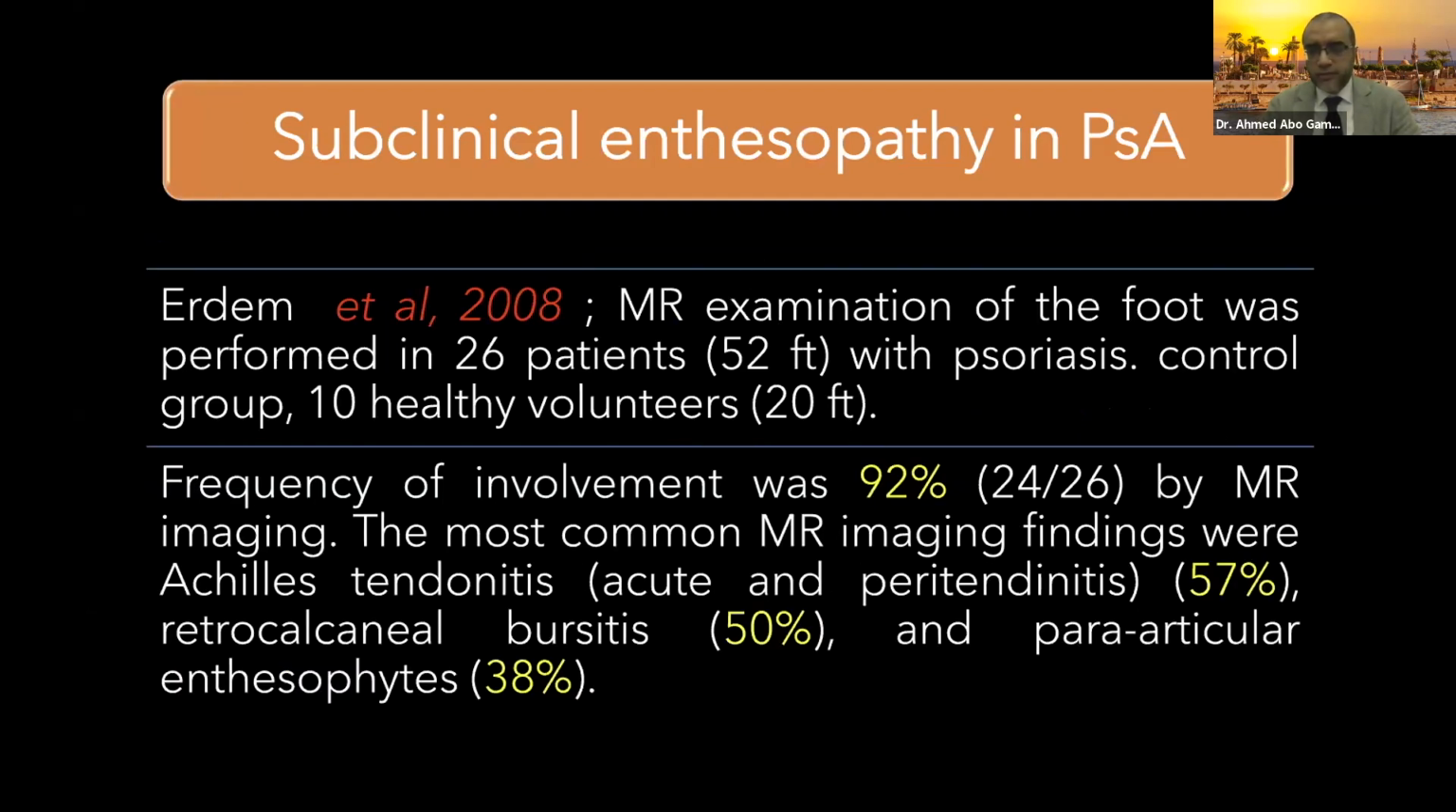Coming to the MRI data, in an examination of 26 patients with psoriasis with no pain or inflammation on either foot, enthesitis was found in 92% of patients, which means 24 patients out of 26 have significant inflammation or enthesitis in the lower limb based on MRI examination.